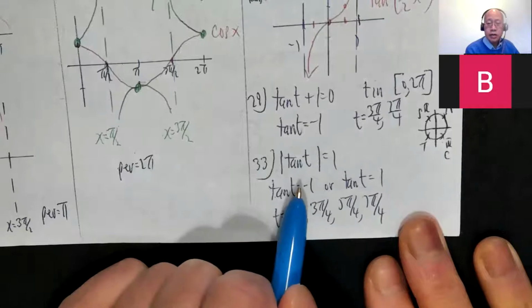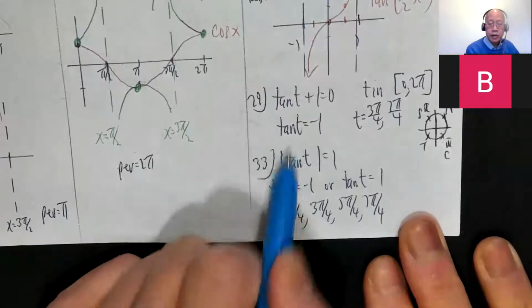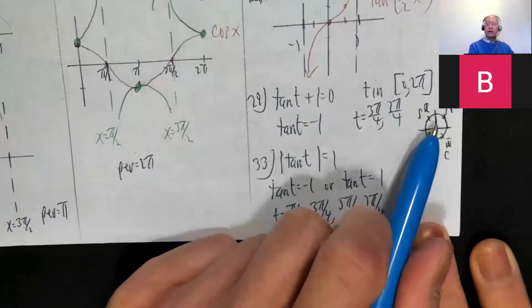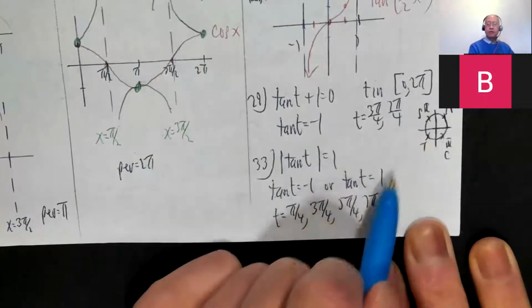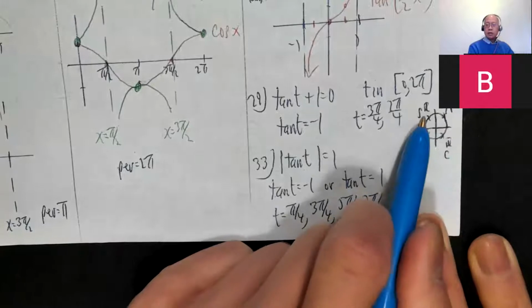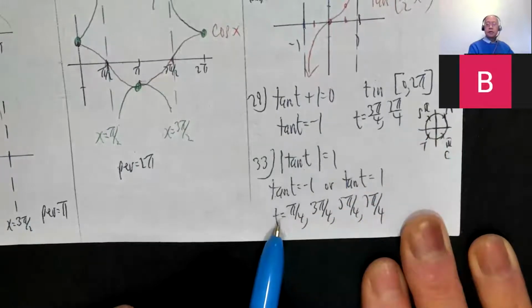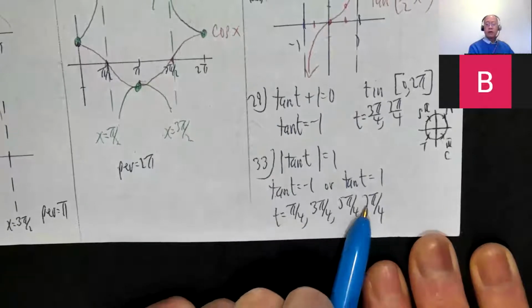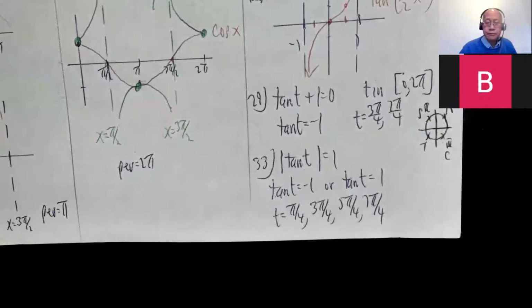which means sine and cosine are opposite, just like 29, or they're equal. So I have all 4 angles, one in each quadrant, that have a reference angle of 45 degrees. So that's here, here, here, and here. So the t's are pi over 4, 3 pi over 4, 5 pi over 4, and 7 pi over 4. And that's how 33 works.